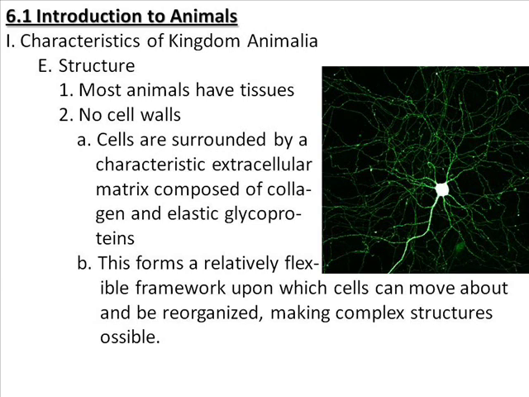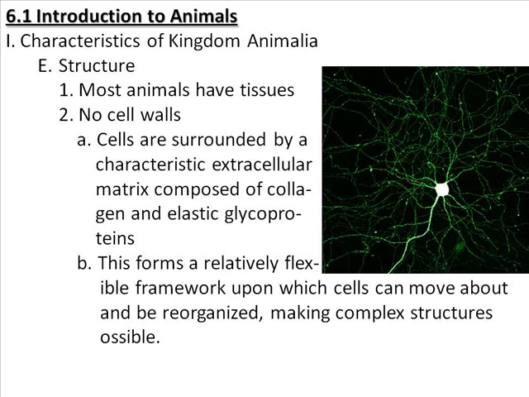The structure of animals differs greatly from some of the other kingdoms that we've talked about thus far. Most animals have true tissue layers. One exception may be the sponges, which have tissue-like layers, but they're not considered to be true tissues. Another characteristic that separates animals from other kingdoms is the fact that they have no cell walls. You may recall that plant cells have cell walls made of cellulose, and bacteria have cell walls made of peptidoglycan. Well, the cells of animals have no such cell walls. In fact, their cells are surrounded by an extracellular matrix that is composed of collagen and elastic glycoproteins.